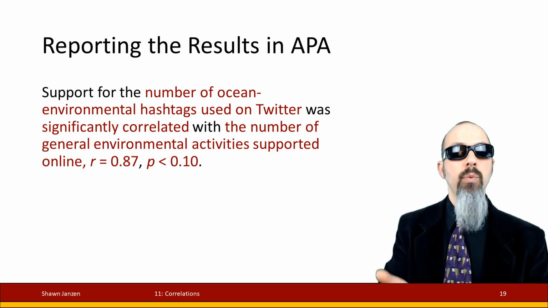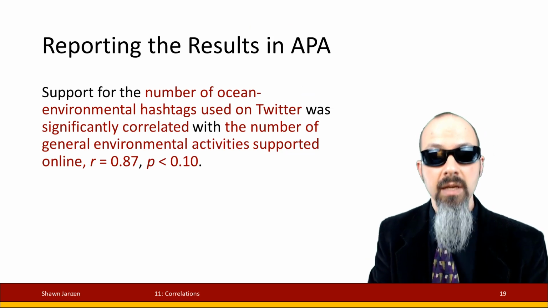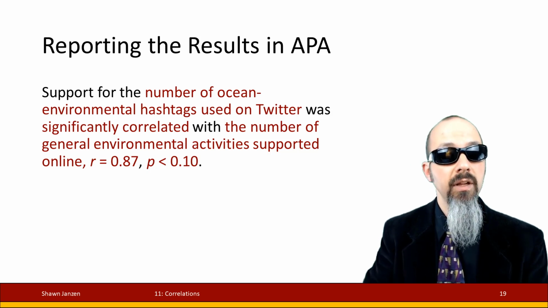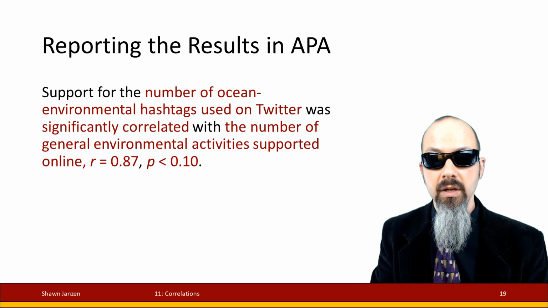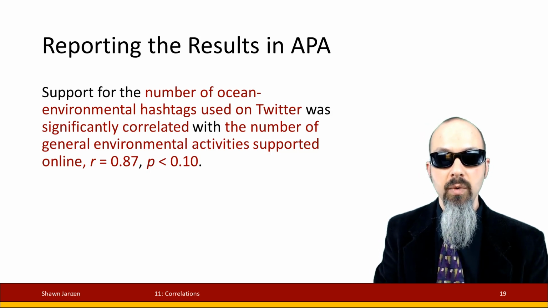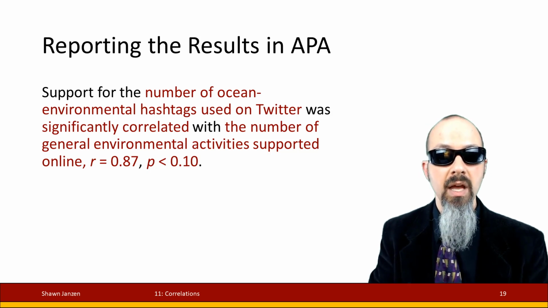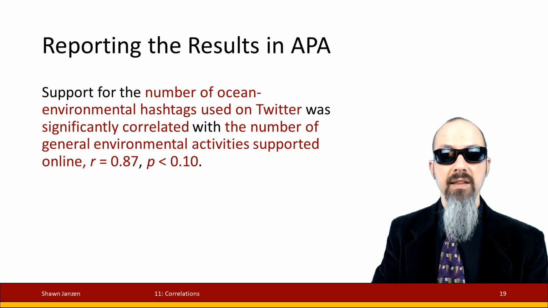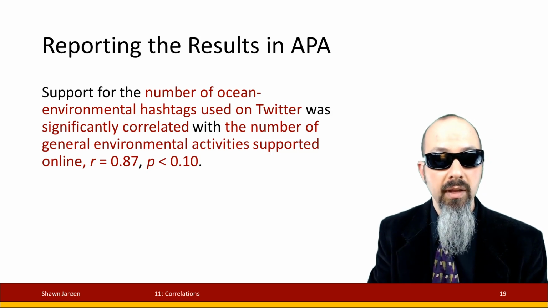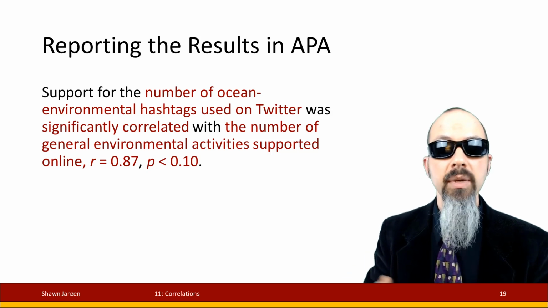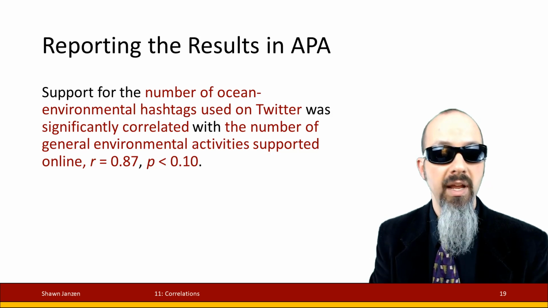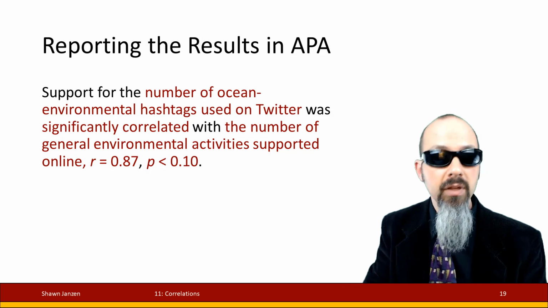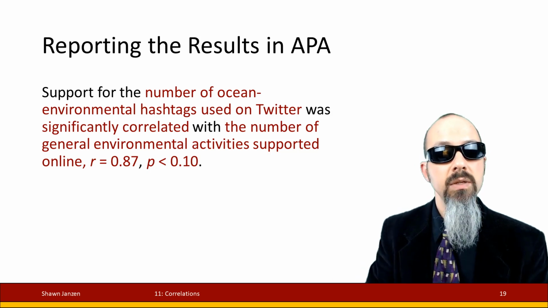So let's go ahead and report this in an APA style format. The way I say this is: the number of ocean environmental hashtags used on Twitter was significantly correlated with the number of general environmental activities, R equals 0.87, p is less than 0.1. Now I don't have to say that they were Pearson's R significantly correlated, because in my statistic I'm saying R is equal to 0.87. So the reader should be able to infer that R is Pearson's R in this particular case. If you really feel the need to express it, you can. Just try not to be too redundant.